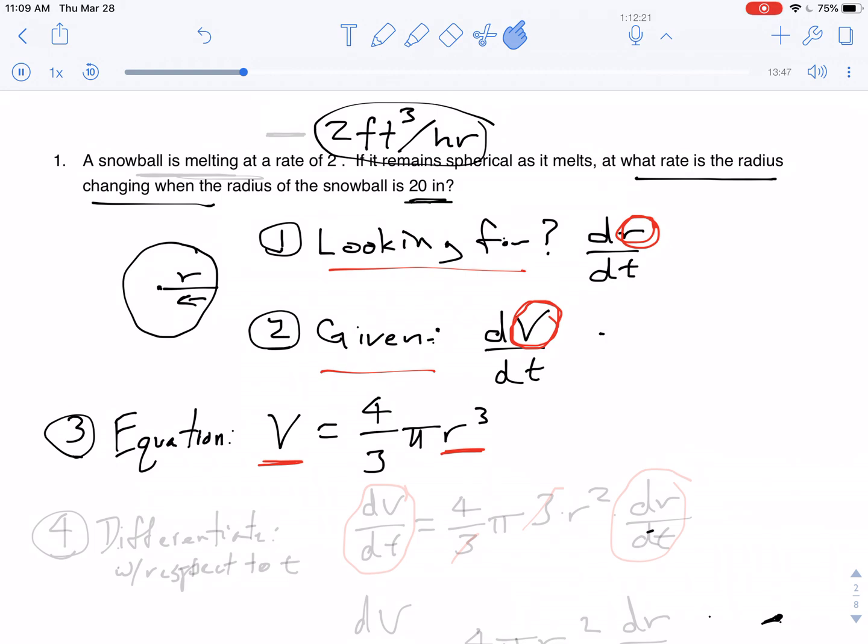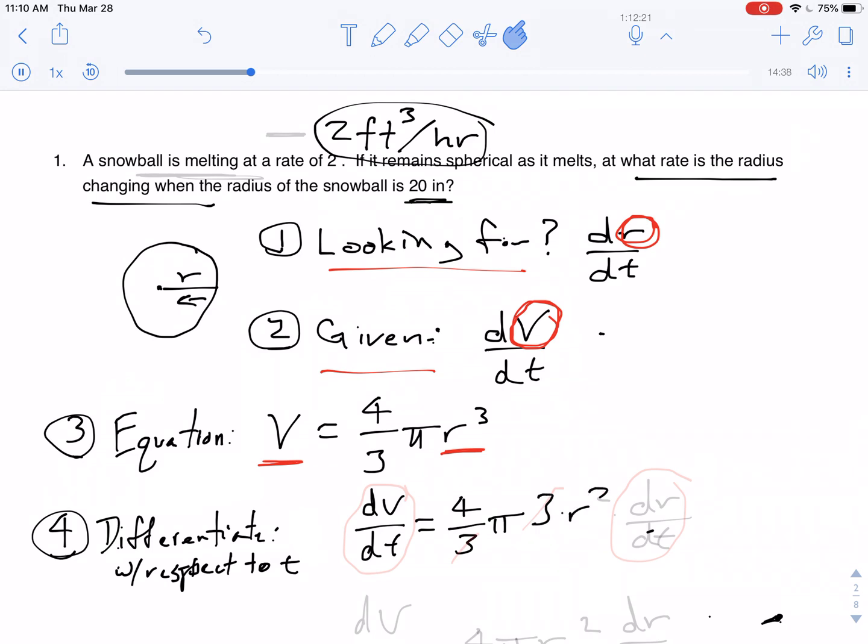Now that I have that equation, we can do the fourth step, which is, because we're in Calc 1, take the derivative, differentiate. I think that's spelled right. So I'm going to differentiate my equation with respect to t. When I take the derivative of V with respect to t, that's dV/dt, which is what we are given. If I take the derivative of 4/3 pi r cubed, I will get 4/3 pi, and for r cubed that would be 3 times r squared, times, because it is a chain rule, dr/dt.